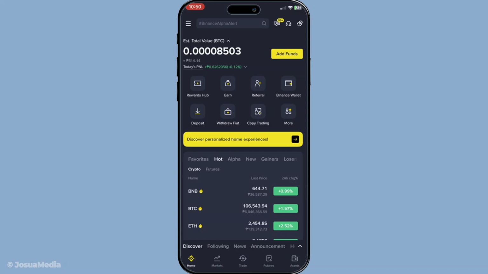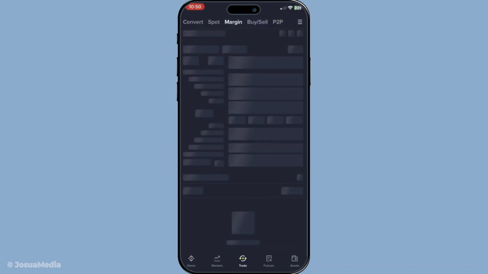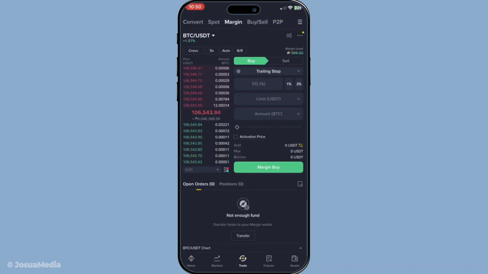Now that you're on Binance, head over to the trade section, which you can find on the main navigation bar. Once you're there, select margin. This is where all your margin trading activities will take place. Margin trading allows you to borrow funds to increase your buying power. However, it's important to note that while it amplifies potential profits, it also increases potential losses, so proceed with caution.